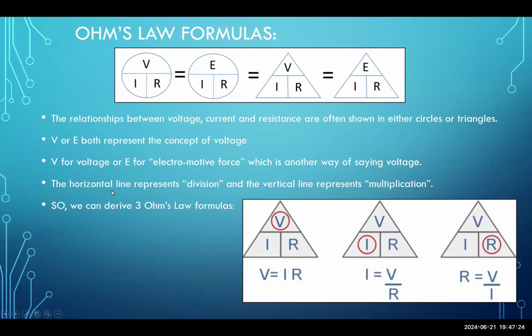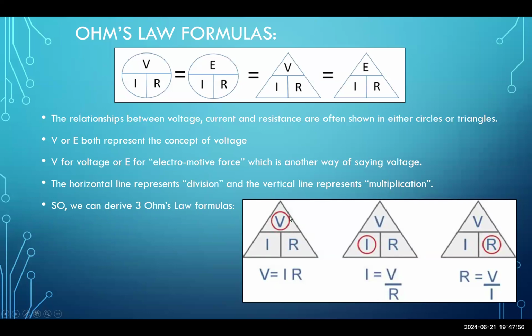The fourth bullet point: the horizontal line in these circles or these triangles represents the math function called division, and the vertical line represents multiplication. So we can derive three different variations of Ohm's law formulas from any one circle or any one triangle. So if we take a look at this triangle here, we have the V and we have the I and the R. And remember, the horizontal line represents division. The vertical line represents multiplication.